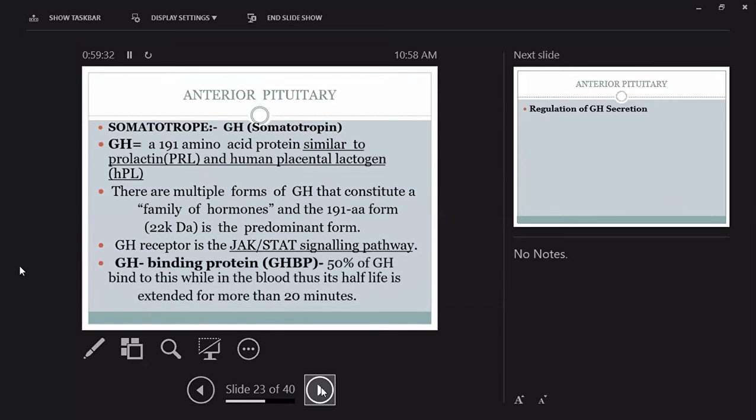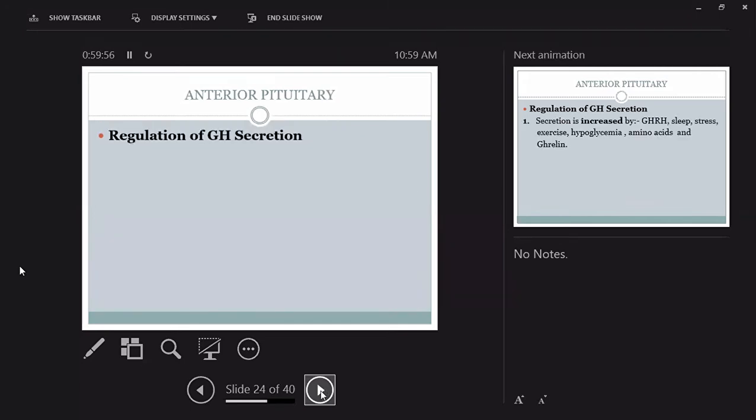Your growth hormone binding protein: 50% of growth hormone binds to this while in the blood. Thus, its half-life is extended to more than 20 minutes. Some doesn't bind though.